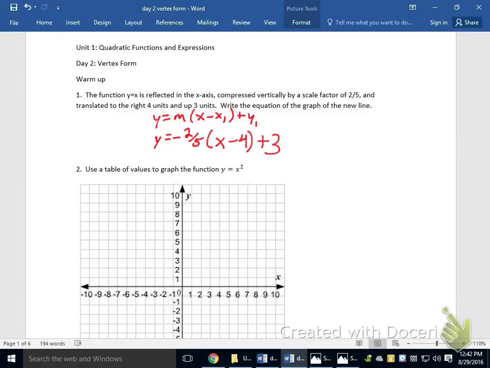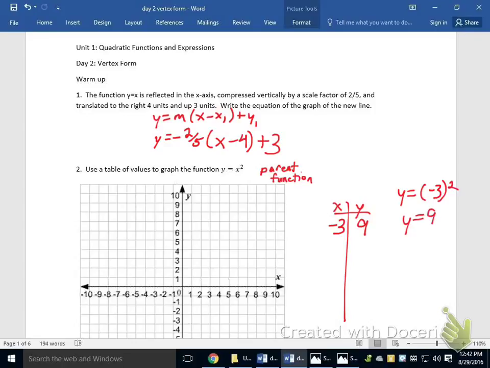Moving on to number 2, this is the parent function that we're dealing with today. So y equals x squared, that's going to be our parent function today. And that's the reason why I'm having you start out by graphing this, for y equals x squared, just using a table of values, and I'll set that out to the side. If I have an x value of negative 3, if I square negative 3, I get positive 9. Again, that's just by using the function. Squaring negative 3 gives me a positive 9.